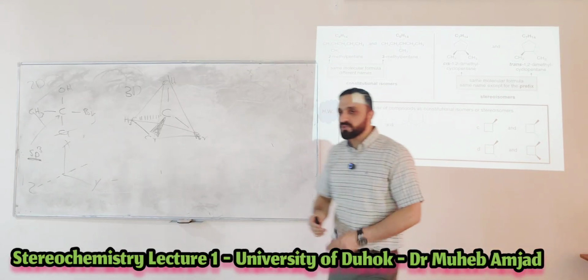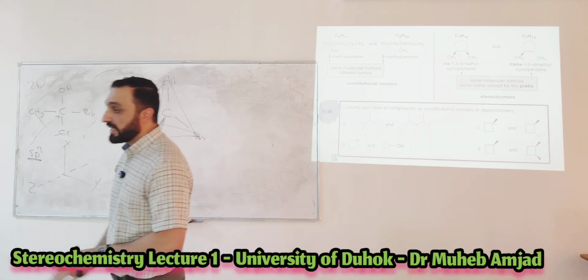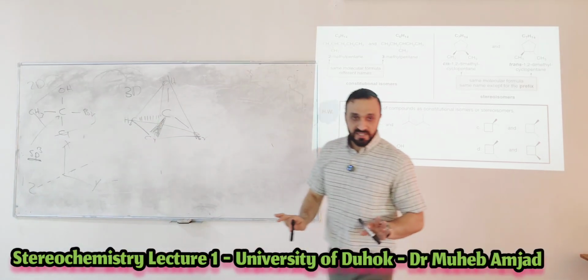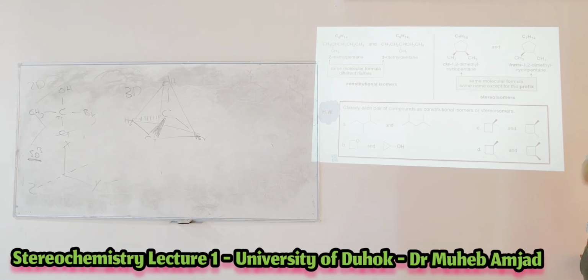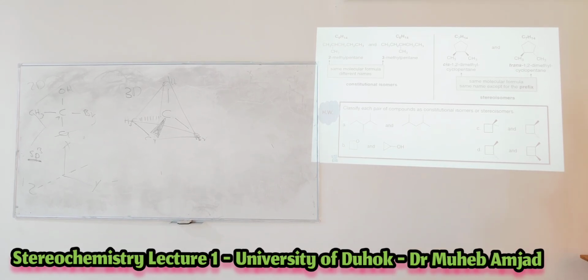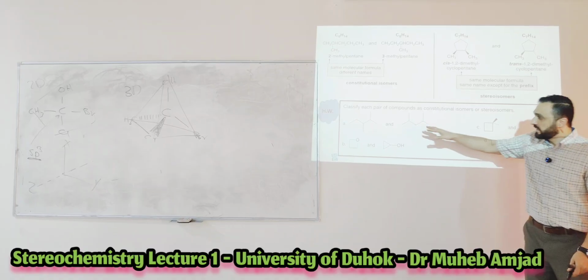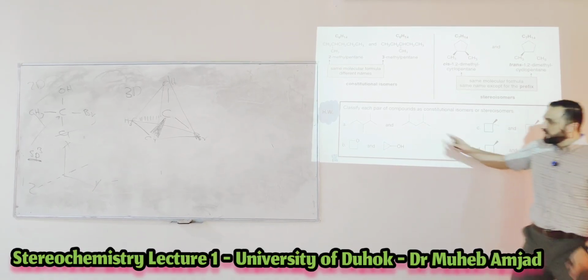Different orientation. This is what? Stereoisomers, not constitutional isomers. Do you understand? Okay. If you have a question, raise your hand. So, classify each pair of these compounds as constitutional isomers or stereoisomers. Yalla. This and this.